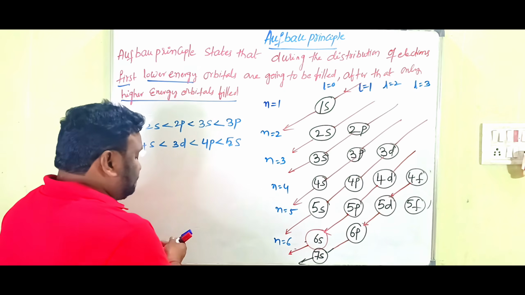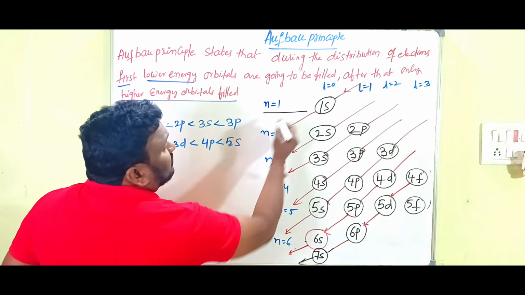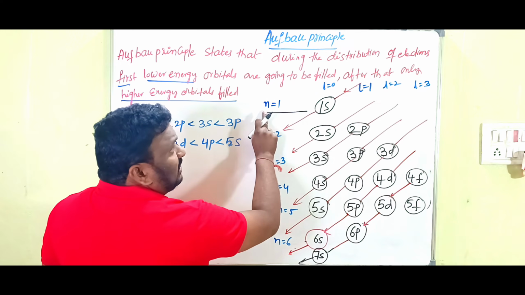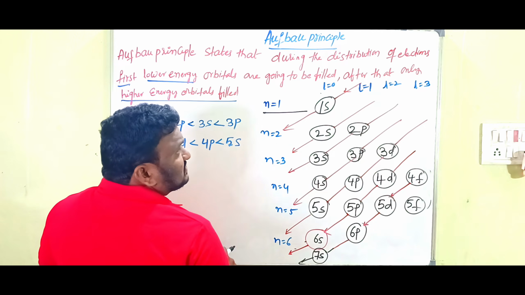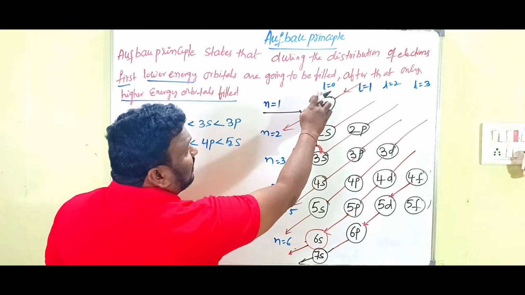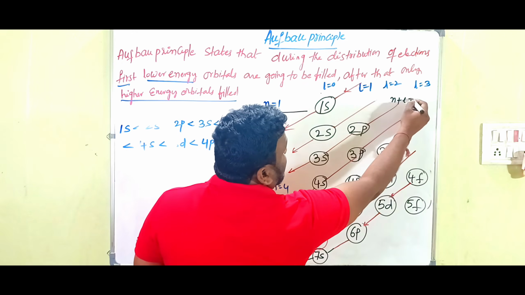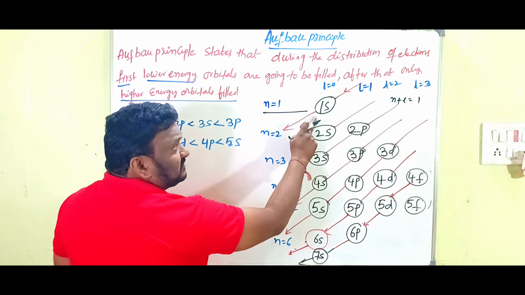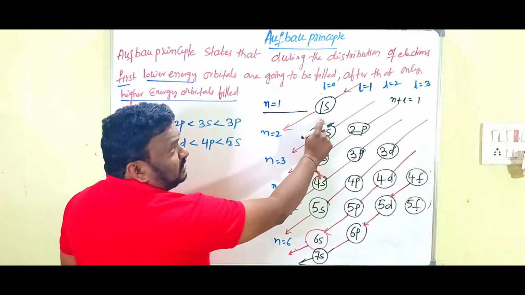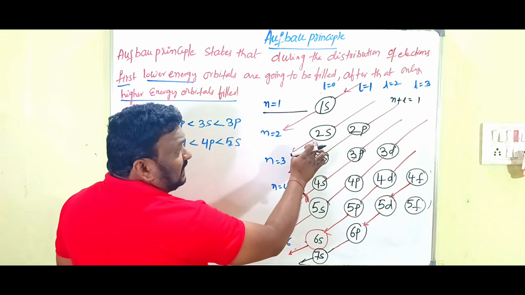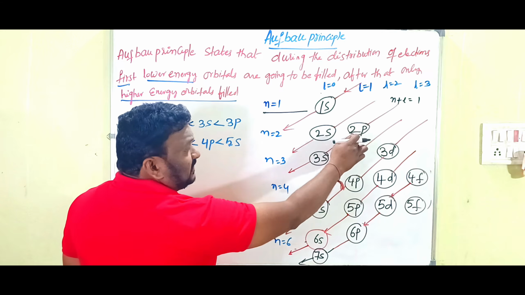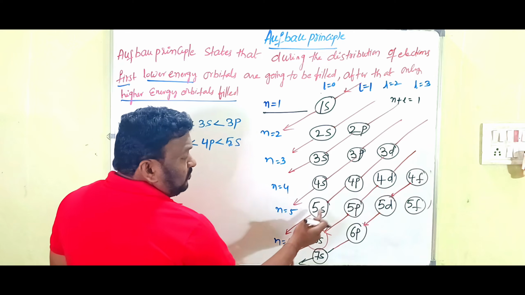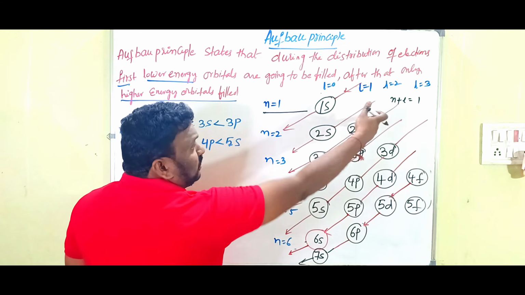Here n is equal to 1, that is the first shell. When n is equal to 1, the l value is 0. Then n plus l is 1, that is 0 plus 1. First we have to give the electrons in the 1s orbital. Next we give the electrons in 2s, next 2p, next 3s, next 3p, 4s, then 3d, 4p, 5s. So we have to follow the arrow marks.